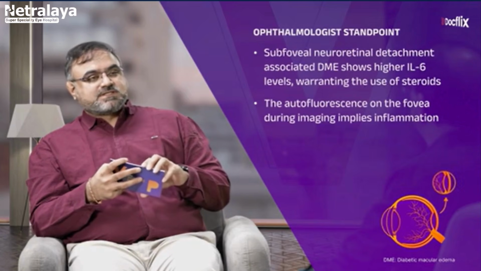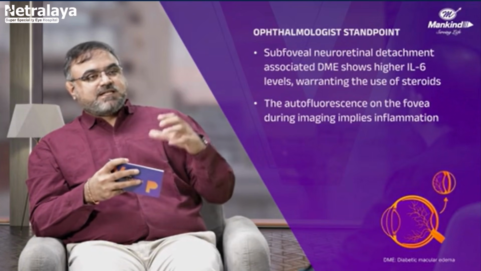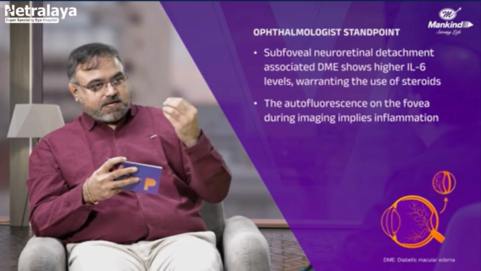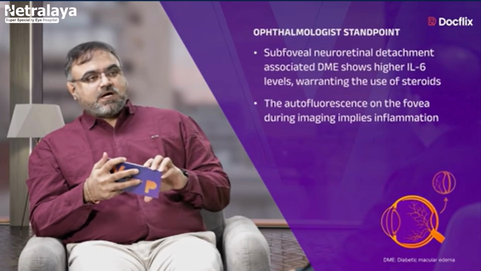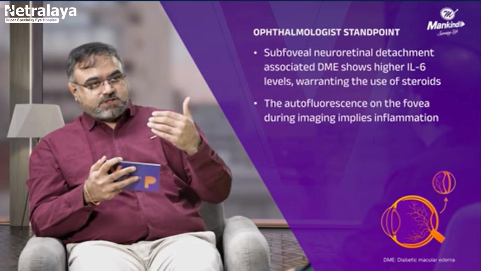If autofluorescence is there on the fovea, this means that there are higher inflammatory factors available at the macula, and then we should definitely go for some steroids along with whatever treatment we are giving right now. Correct. So I think anti-inflammatory treatment, whether topical, ophthalmic or systemic, definitely works for treatment of diabetic retinopathy. I believe you know better.